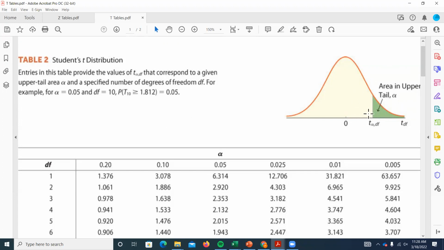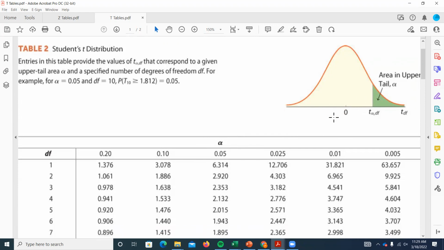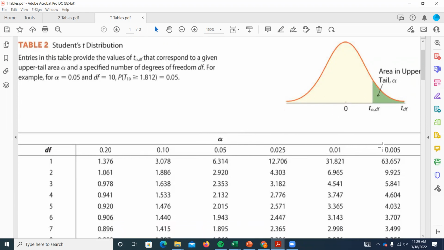To not cause any confusion, because sometimes we're looking up alpha over 2, I'm going to repost this table to make it easier. This alpha doesn't necessarily correspond to the alpha that we're using in our problems. They just happen to use the same Greek letter to represent the area in this upper right tail. So I'm just going to cross these out. You can just think about the area in the upper right tail. These column headings represent the area in that upper right tail.